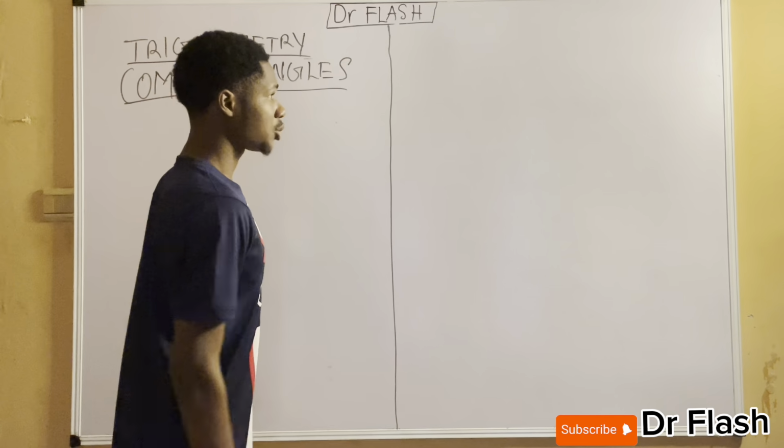Now here is compound angles, or rather I'm going to call it sum and difference of angles. This simply means we are taking the sum or we are subtracting angles. What are we going to get in that case?